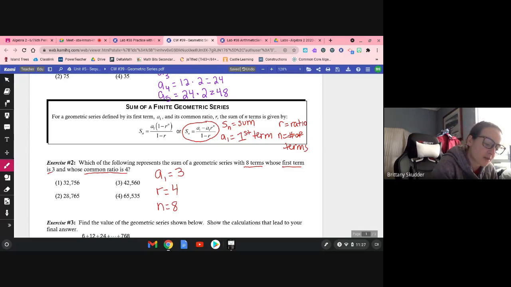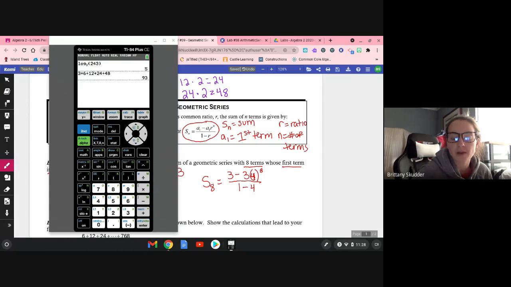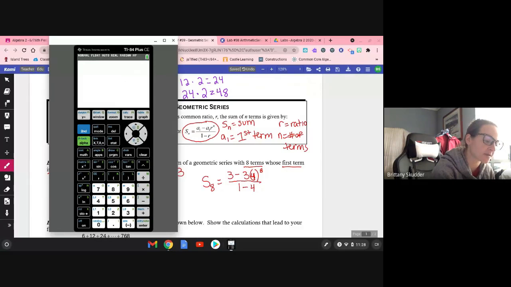All right, so let's plug that into our formula. So n is going to be 8. So the sum of the first 8 terms, 3 minus 3 times 4 raised to the 8th over 1 minus 4. And then, like I always say, no funny business when you're playing with your calculator and putting these functions in. You're putting it in exactly how you see it. These calculators are meant to handle these high-level math questions. So you're going to go to alpha y equals, click enter, and then plug in exactly what you see.